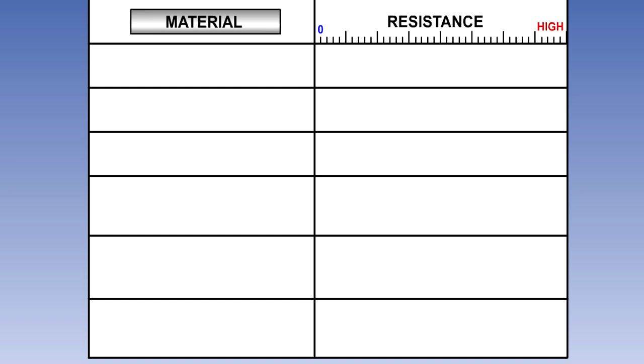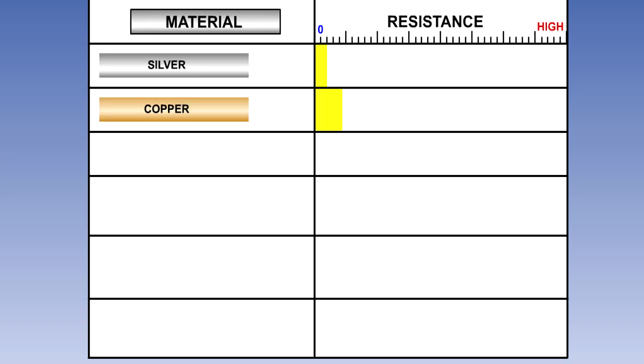There are a number of factors which affect the resistance of a material. Different types of material have different levels of resistance. Silver, for instance, has a lower level of resistance than copper, and so silver is a better conductor of electrical current than copper.